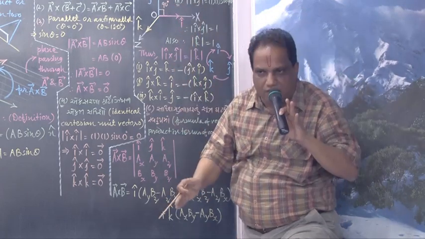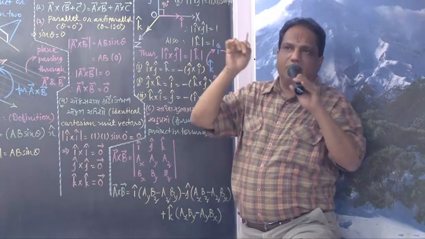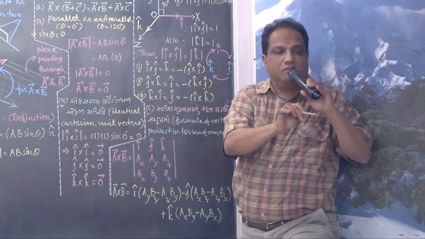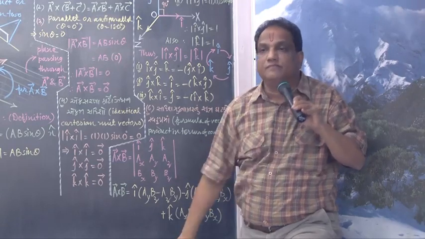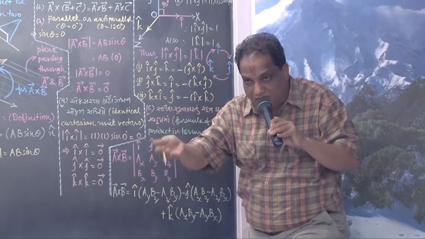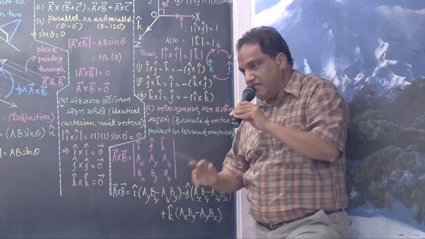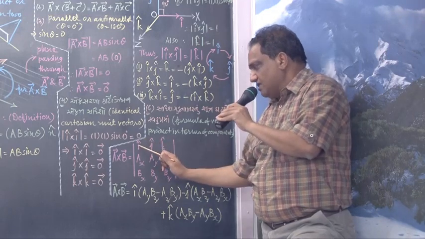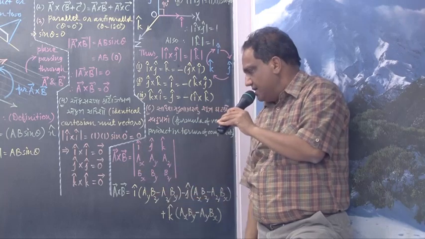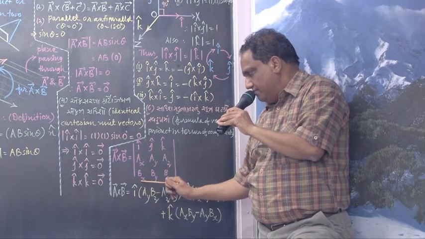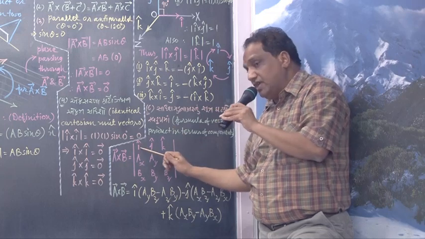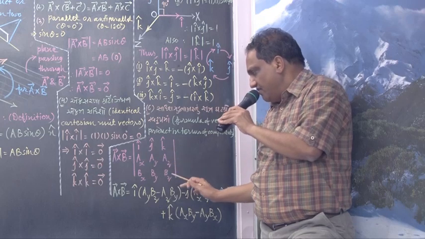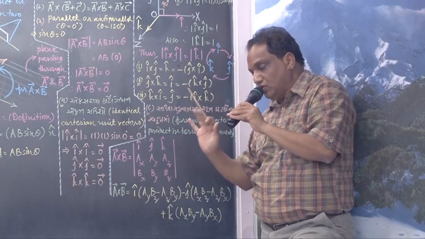So the 3 by 3 determinant: I hat, J hat, K hat; AX, AY, AZ; BX, BY, BZ. But how to expand it? What is the formula of this in terms of AX, AY, AZ and BX, BY, BZ? I'm showing you now. Take this one first with positive, and discard this column and this row in which it is present. Just forget about this column and this row.